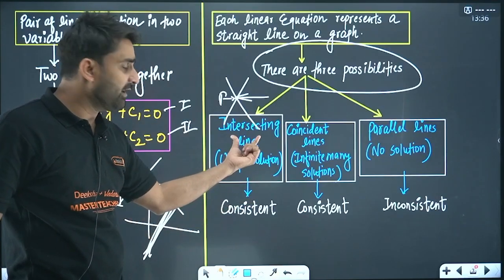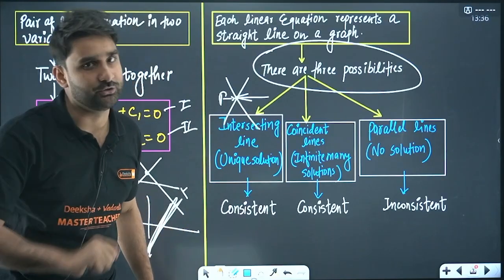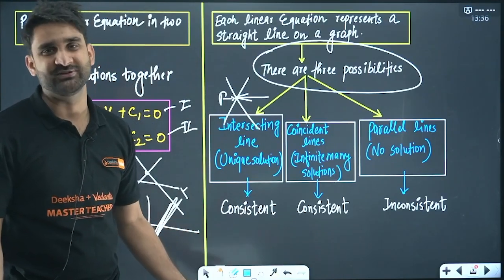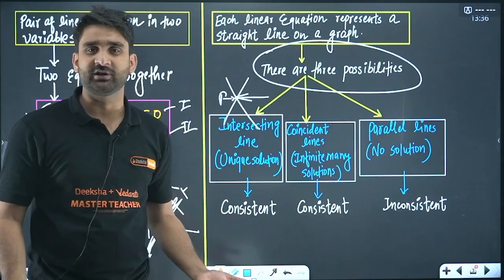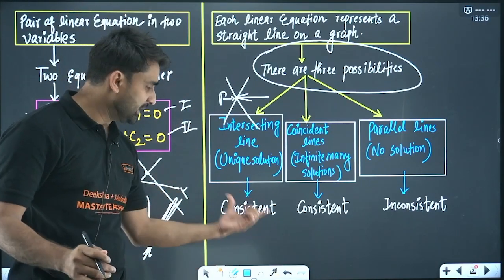Right? So on a graph, if you are getting intersecting lines, it implies that exactly one solution will be there. And this is all about common sense also. When two linear equations are intersecting, two lines are intersecting, so there will be only one common point. So this is called consistent.